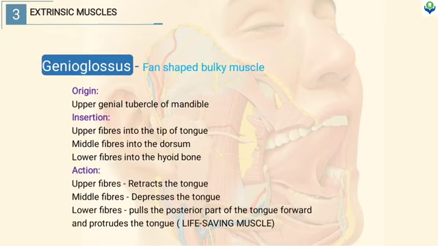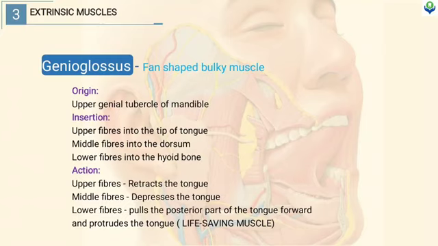Genioglossus. Genioglossus is a fan-shaped, bulky muscle which originates from the upper genial tubercle of the mandible. It has three sets of fibers, which are upper, middle and lower fibers. The upper fibers insert into the tip of the tongue. The middle fibers insert into the dorsum of the tongue, whereas the lower fibers insert into the hyoid bone.